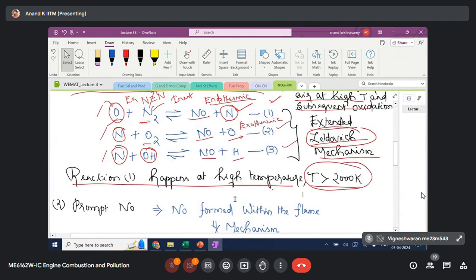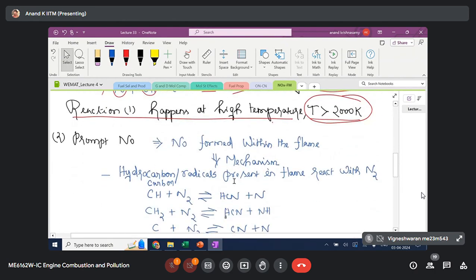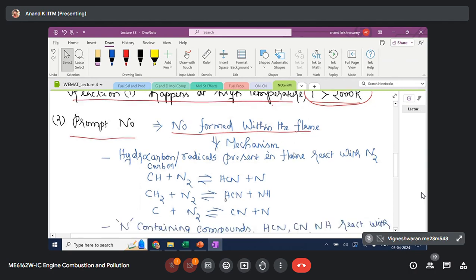You can say that this reaction 1 is a rate controlling reaction, because reactions 2 and 3 are based on the N availability. N availability is based on reaction 1. The second one is prompt NO. Prompt NO formation is happening within the flame. This is what I said. The mechanisms involved are shown here.